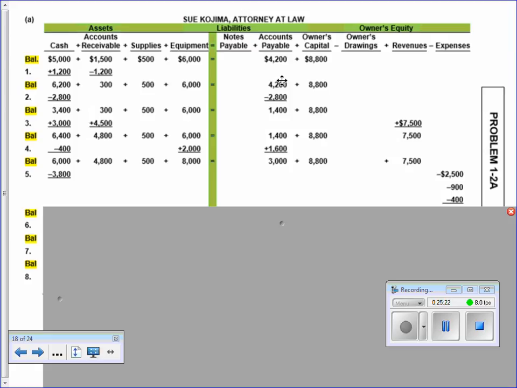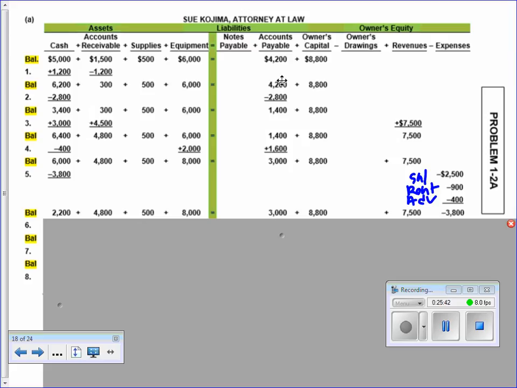Now, if you want to list which expense they're going to, that's okay. Here's salaries, rent, and advertising. You can do that if you want, but if you're like, oh, who cares, whatever. I think sometimes it's nice to see those there, though. Update balances.